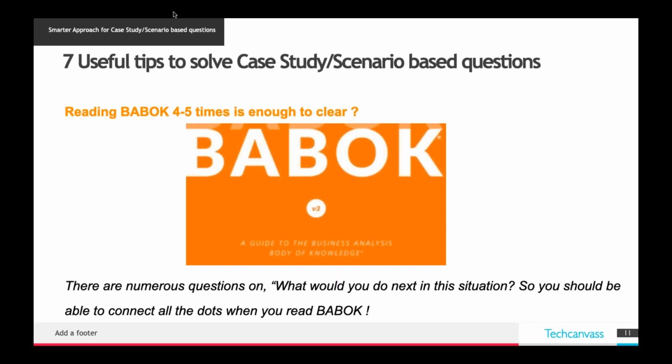Let me be clear. You can prepare for 1,000 hours, or you can prepare smartly for 20 hours. And I've already told you, visualize. And for scenario based questions, let me repeat, any line from the techniques, any line from all those elements can come to you as a scenario based question.